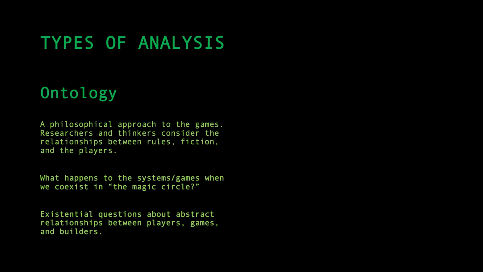The fourth mode is the headiest, and that's ontology. This is a philosophical approach to the games. Researchers and thinkers consider the relationship between the rules, the fiction, and the players. What happens to the systems or games when we coexist in this magic circle? How do we as players inflect our own personalities into these algorithms? There's existential questions here about abstract relationships between players, games, and builders. Like I said, ontology is pretty heady, but just think about it this way. It's kind of like the philosophy of video games.